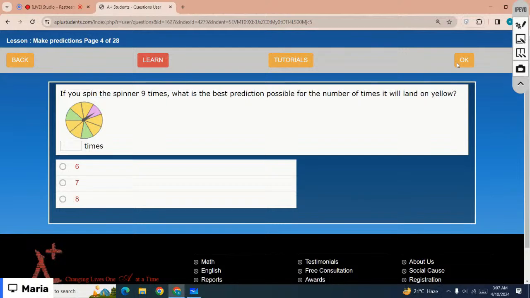If you spin the spinner 9 times, what is the best prediction possible for the number of times it will land on yellow? Which is the correct option? The correct option is option number 1, 6 it is. Very good.